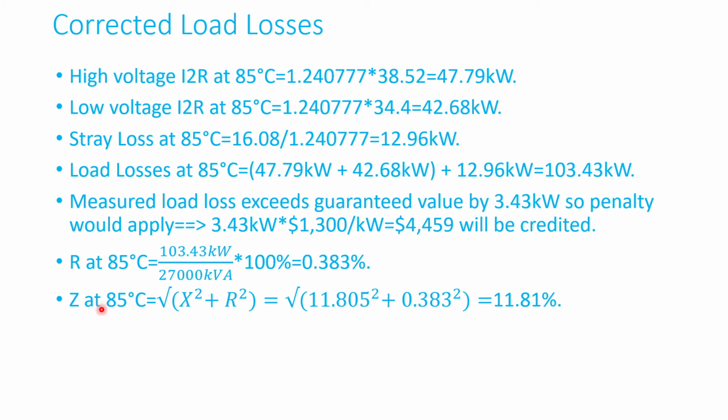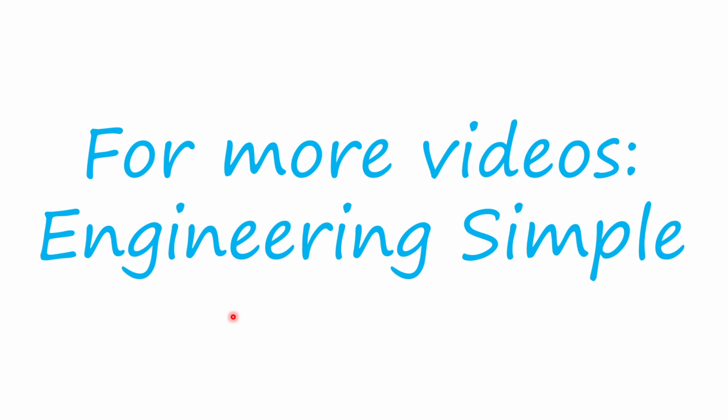So the impedance at 85 degrees Celsius is the square root of x squared plus r squared. So reactance squared plus resistance squared, which is equal to this value here, which comes to 11.81%. So as you see here, the only term that gets corrected for temperature is resistance. The reactance is not temperature dependent, it's only resistance. So that's it for load loss and impedance voltage.